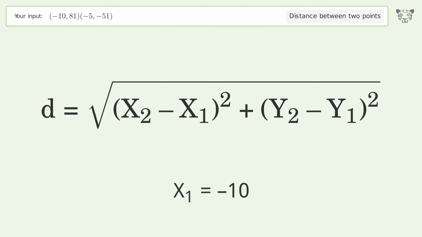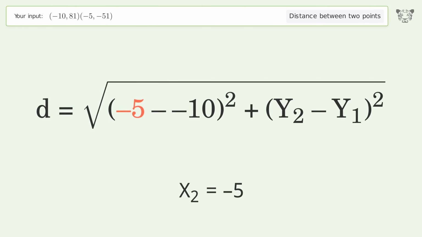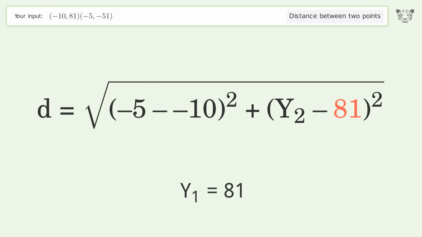x1 equals -10. x2 equals -5. y1 equals 81. y2 equals -51.